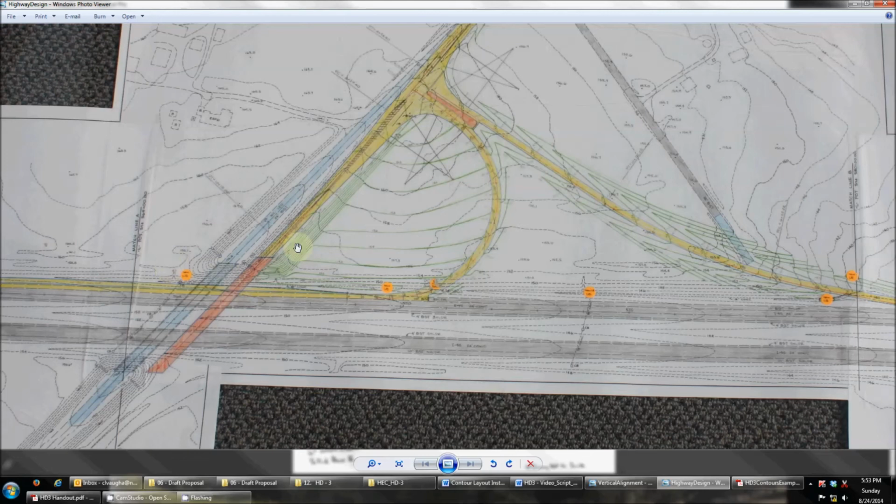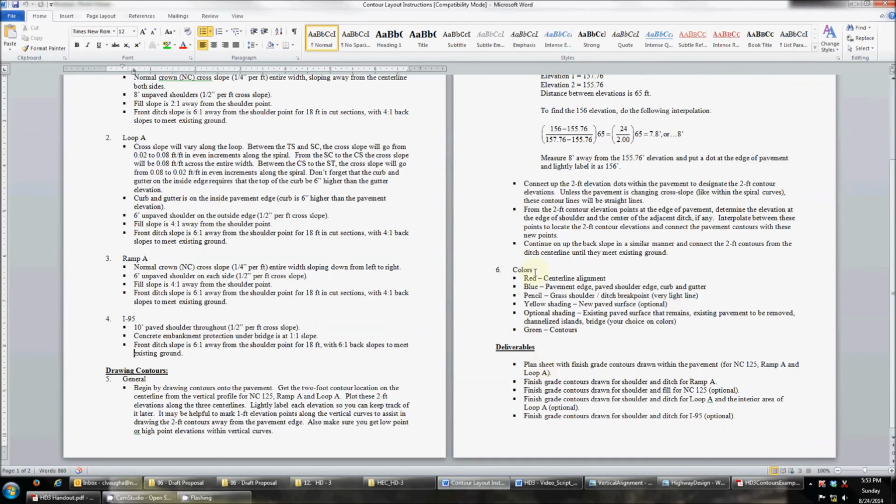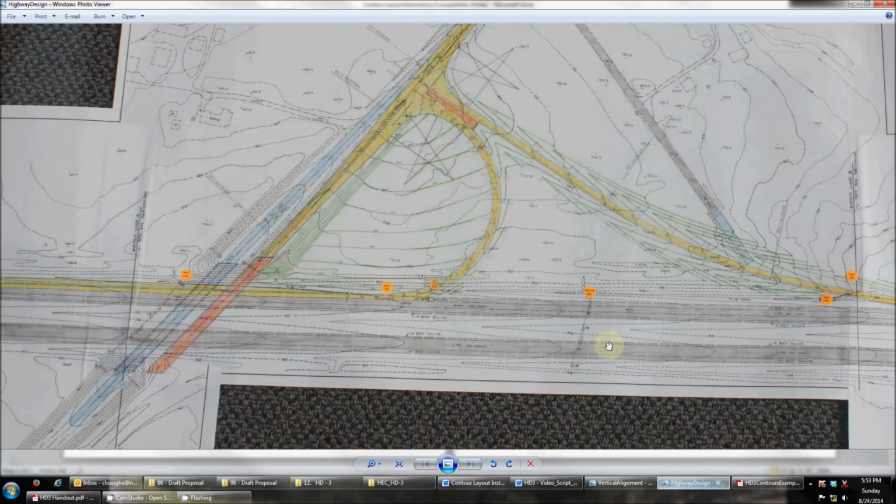For the final layout colors, you can see here there's red and yellow and green and blue and all of that. For those colors, see the list of colors at the bottom of your instructions, which you can see here. And note again that the contours outside of the pavement for NC 125, for Loop A and for I-95 are optional. Only the contours within the pavement of NC 125, Ramp A, and Loop A, as well as the contours outside of Ramp A, are required. Good luck.